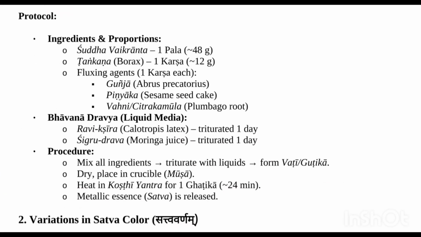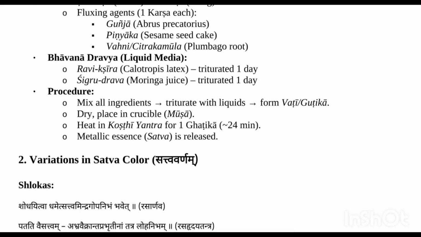Now we see the sattva patan process of Vaikrānta. Ingredients: Shuddha Vaikrant taken as 1 pala, approximately 48 grams. Tankan taken as 1 Kṛṣṇa, approximately 12 grams. Fluxing agents, 1 Kṛṣṇa each, that is gunja, pinnak meaning sesame seed cakes, and chitrakmul. Use bhavna dravya, that is ravi kshir triturated for 1 day, and shigru swaras triturated for 1 day.